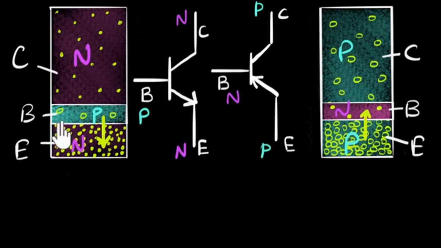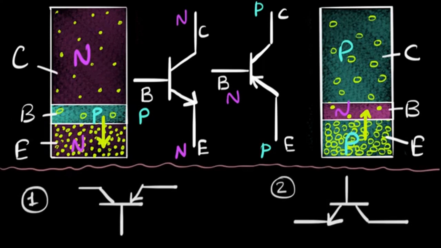All right, let's take a couple of practice examples. So we have 2 transistor symbols. Just pause the video and see if you can identify whether it's an NPN or a PNP transistor, and whether you can identify which is the emitter, collector, and base. All right, let's do it.